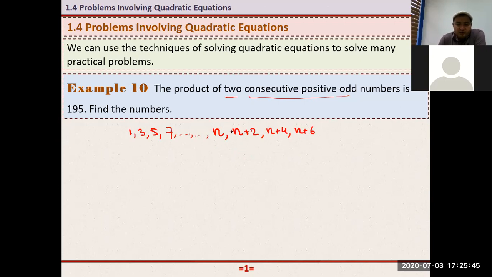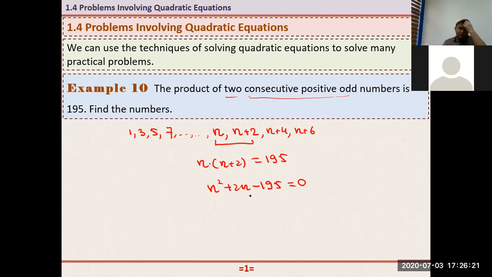Now I'm using a variable to denote the unknown here, and we can construct our equation. That equation shows the relationship between the variables, how they are connected to each other. So it says 2 consecutive odd numbers, so we are talking about these 2 numbers. They are consecutive, right? One followed by another one. So here, the product, that is n times n plus 2, is equal to 195. Or bring it to standard form, n squared plus 2n minus 195 equals 0.